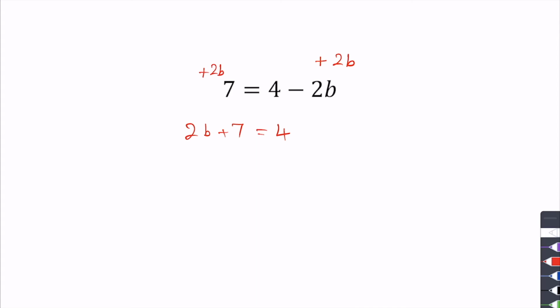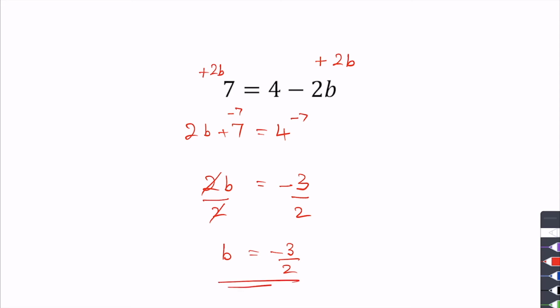Now I'm going to get rid of the 7, so I take away 7 on both sides, and that leaves me with 2b is equal to minus 3. And now I'm going to divide by 2 on both sides, so I can remove the 2's there, and that gives me b is equal to minus 3 over 2.